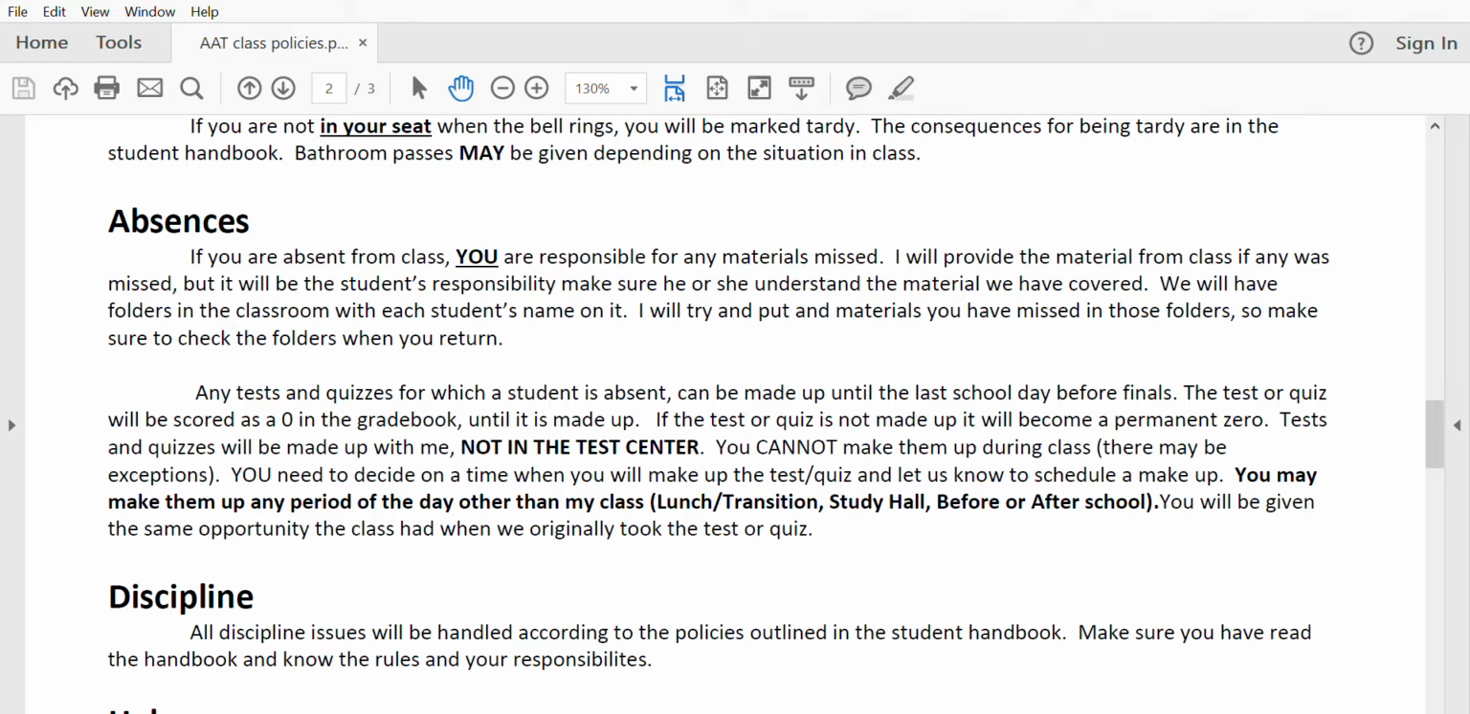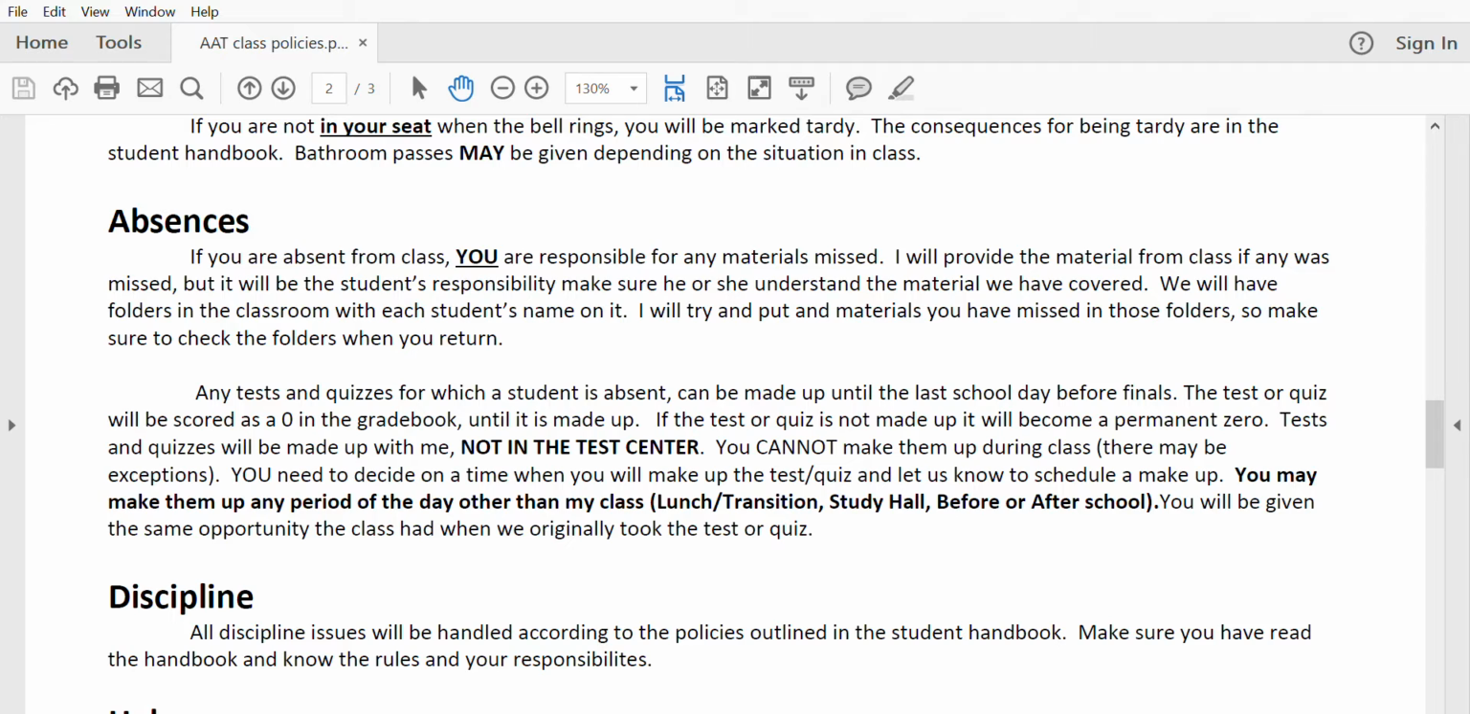When you're absent for a test or quiz, you can make that up until the very last day of the school year. I do not put a 2-week or an artificial deadline on making up tests and quizzes from being absent. Just the end of the semester. I do not use the test center. Do not go to the test center. And you cannot make them up during class.